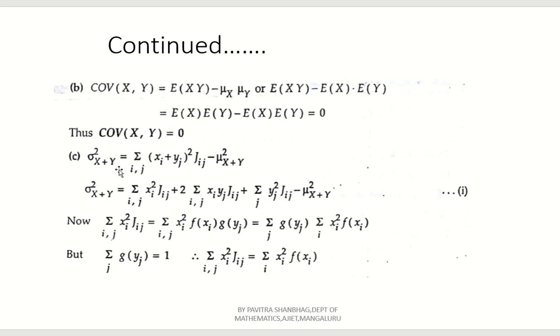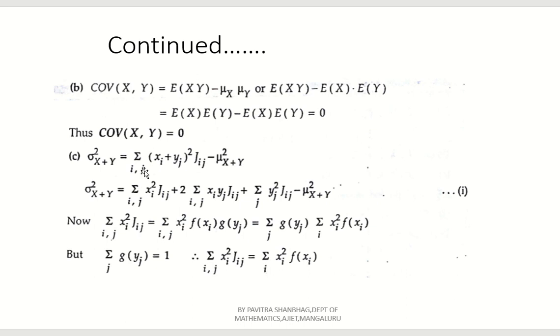Now what did they ask in the next problem? Variance of x plus y whole square. What is the definition of variance of x plus y whole square? Just apply the definition: sigma x square is summation of E of x square minus E of x whole square. The same thing you have to apply. So summation of xi plus yj whole square into pij minus E of x plus y whole square, or mu of x plus y whole square.